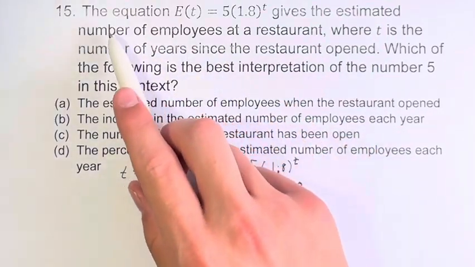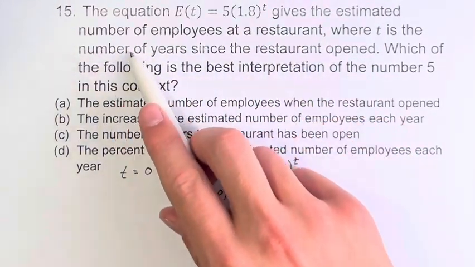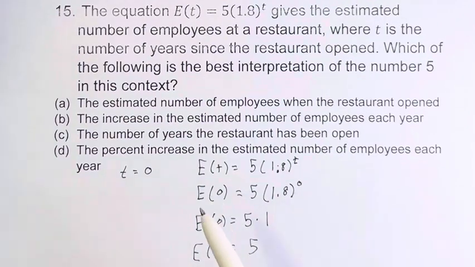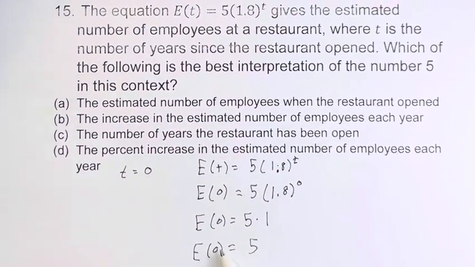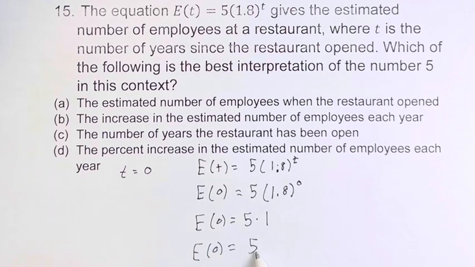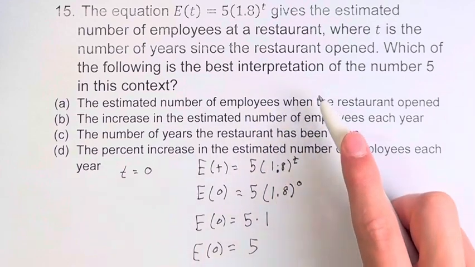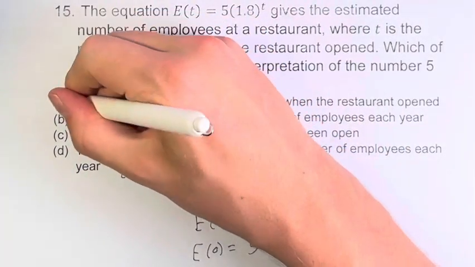The function is the number of employees at a restaurant, and t is the number of years. So this means 0 years after the restaurant opened, the number of employees is 5. What does it mean 0 years after the restaurant is opened? That means when the restaurant was opened. So 5 represents the estimated number of employees when the restaurant opened. A is going to be your final answer.